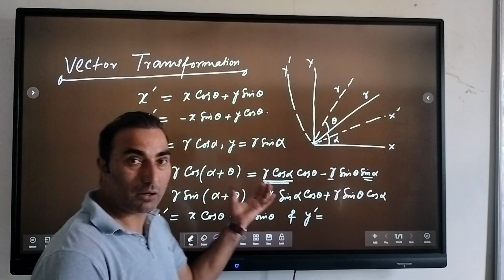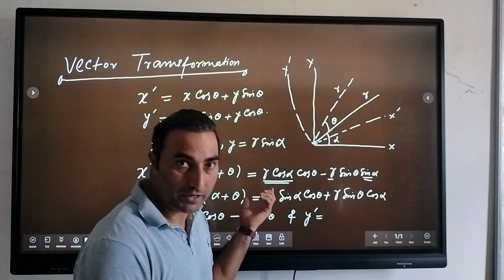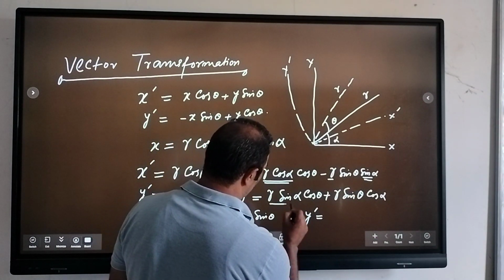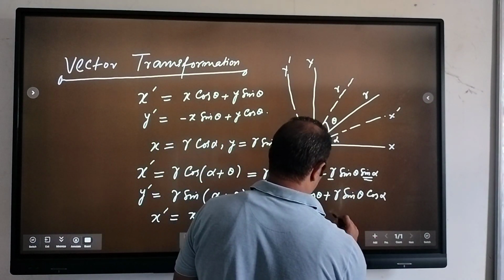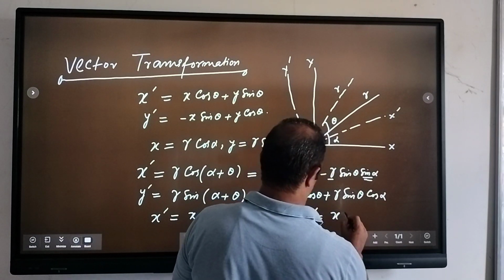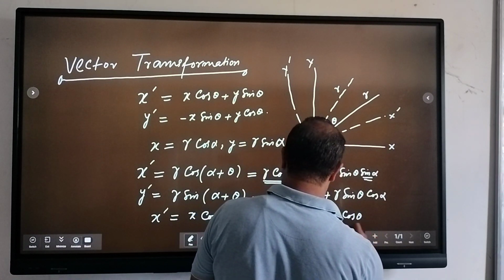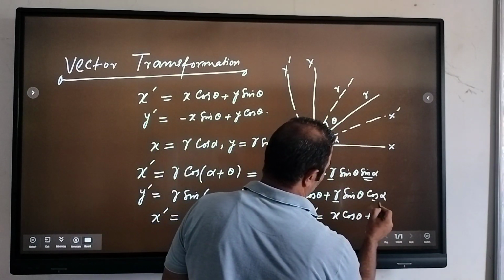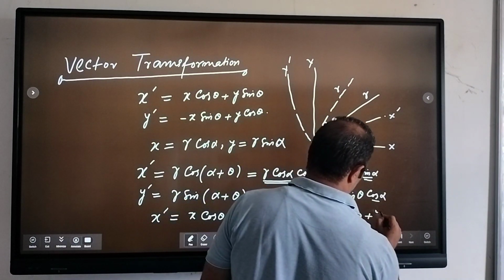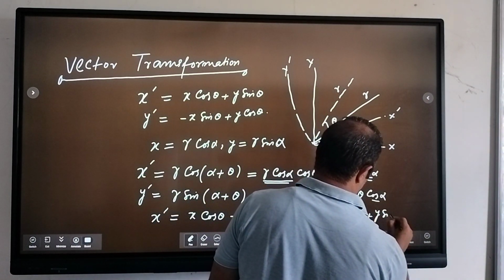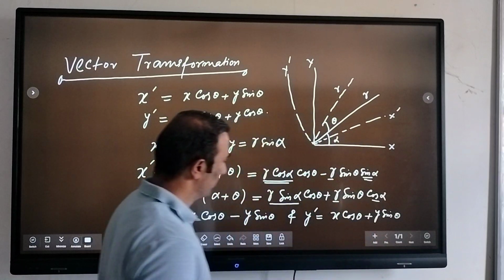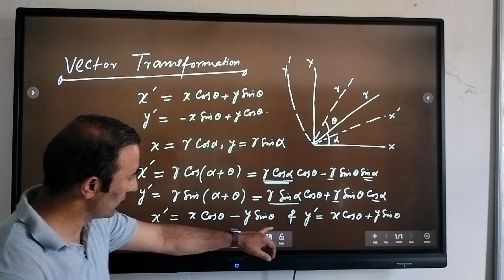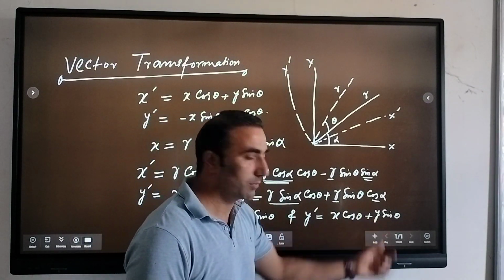Similarly, let's have a look at the y component. y prime will be equal to, instead of r sin alpha, we use x, so this will be x sin theta plus, and instead of r cos alpha you will use y, so y cos theta. So we have these relations now: x prime is x cos theta minus y sin theta, and y prime is x sin theta plus y cos theta.